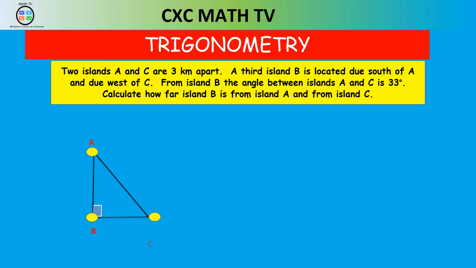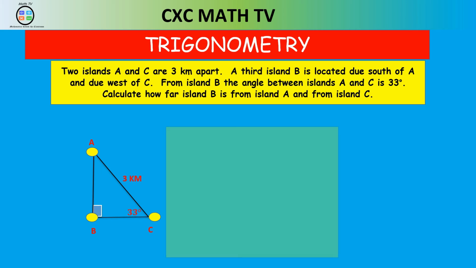Now let's put on the information given. AC is 3 kilometers. And then the question says that the angle between A and C is 33 degrees. So put 33 degrees on our diagram. Now we can use our trigonometric ratios to solve.